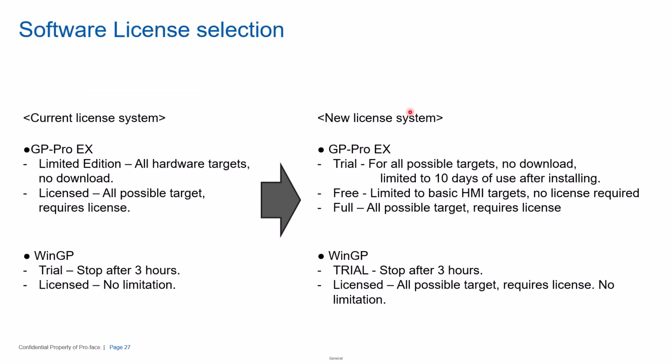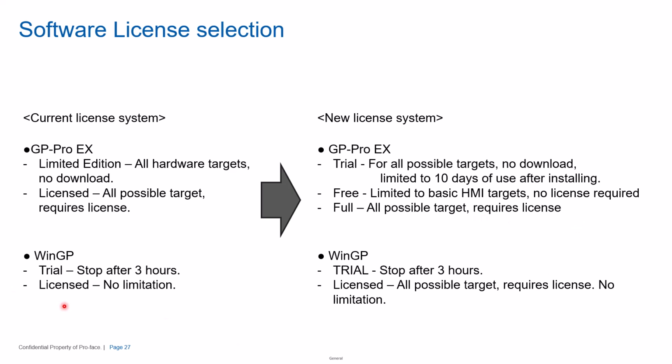Okay, so what does this look like in a different picture? With the current system, you have a limited edition, all hardware targets, no download, basically runs forever. And then you have license, which is all possible targets but requires a license. Now with the new system, you're going to have a trial for 10 days, and then you can activate this with the HMI license manager. There also will be the free version, limited to basic targets, no license required.